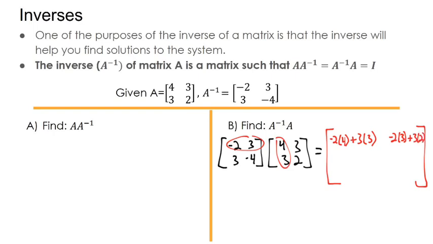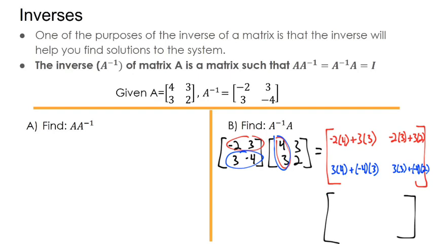And let's go to the bottom row, and I'll switch up colors. So now we're going to do my second row times my first column, and I'm going to have 3 times 4 plus -4 times 3. And then my last element will be the dot product of the second row and the second column. So then we have 3 times 3 plus negative 4 times 2. Forgive me for running out of space. I know that's getting super messy. But we should have enough to be able to figure out what the product is.